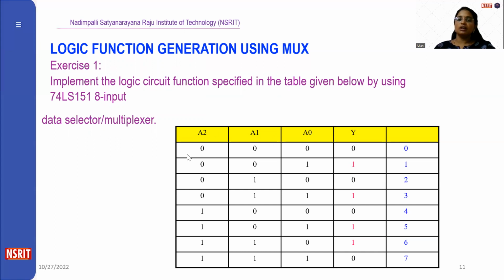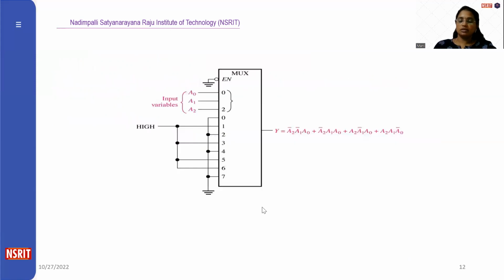A2, A1, A0. If it is 0, 0, 0, it will select the corresponding row in the table. So how can we realize a logic function by using a multiplexer? The multiplexer selection lines are A0, A1, A2. The input data pins are D0, D1, D2, D3, D4, D5, D6, D7. So what is the output?